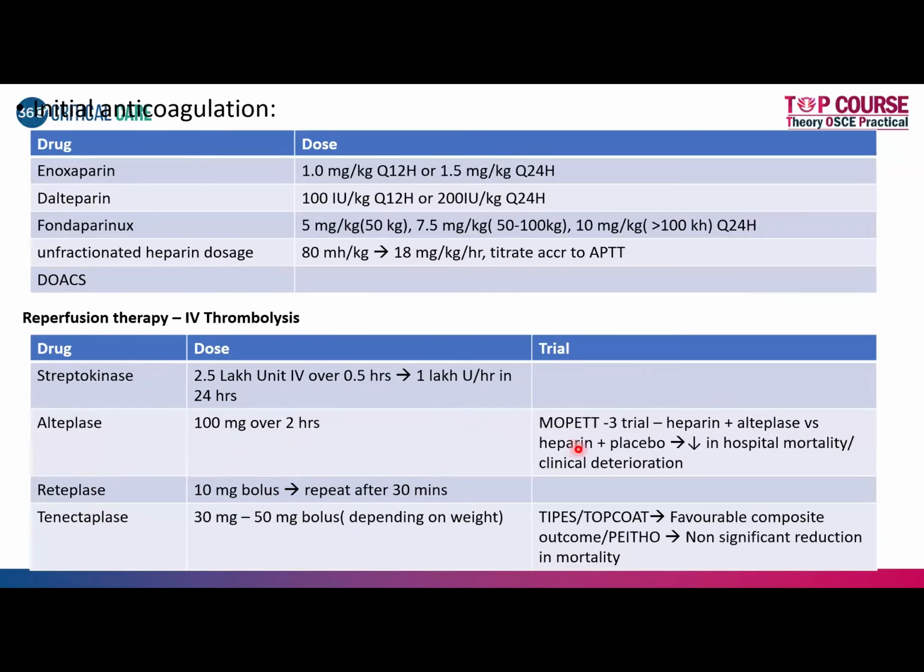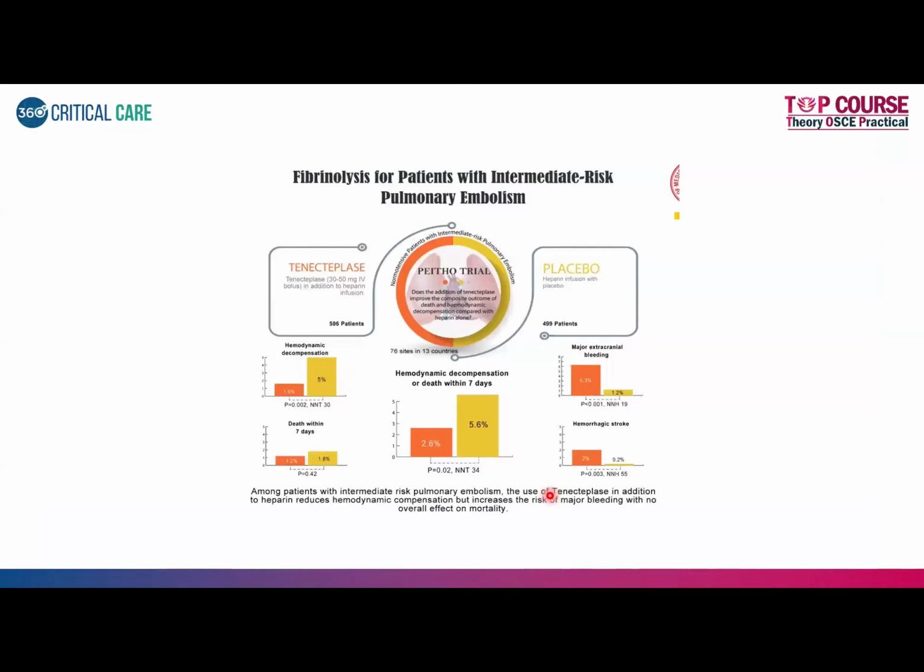For alteplase, the trial was the MOPETT trial. Heparin with alteplase versus heparin with placebo. It was found that heparin with alteplase decreases the hospital mortality and also the clinical deterioration in the patient. And for tenecteplase, we have the TIPES, the TOPCOAT and the PEITHO trial. The TIPES and the TOPCOAT showed favorable composite outcome. The PEITHO trial showed a non-significant reduction in the mortality. That is, the hemodynamic decompensation or the death within 7 days was 2.6% versus 5.6% for the placebo. However, there was more bleeding found in the interventional group compared to the placebo group.